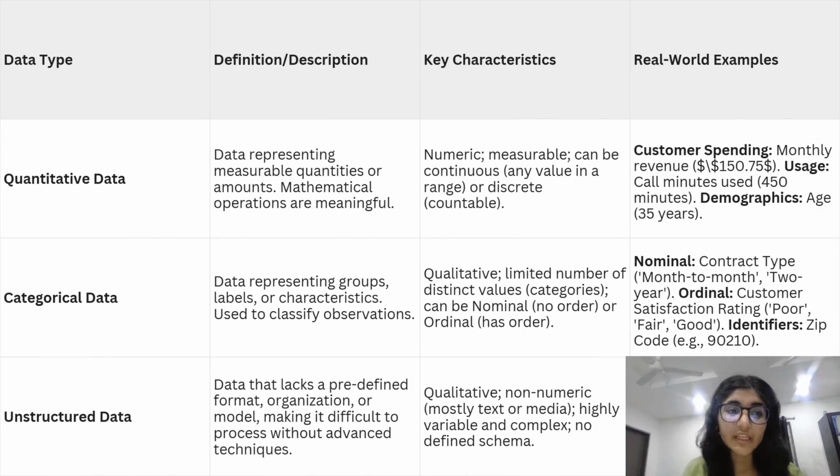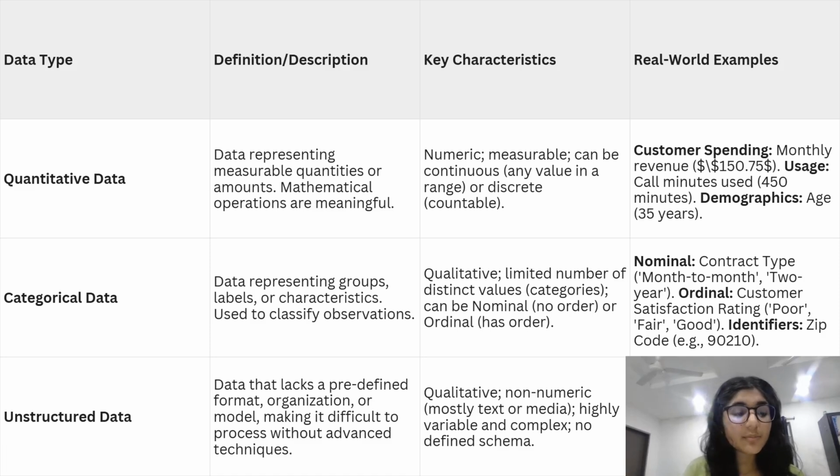Now, moving on to the B part of the first question. So, in this, there are 3 types of data types. The first is quantitative data. This is data representing measurable quantities or amounts where mathematical operations are meaningful. Its key characteristics include numeric, measurable, and can be continuous or discrete. Then the real world examples are customer spending, monthly revenue; then the usage is call minutes used; and the demographics is age, 35 years.